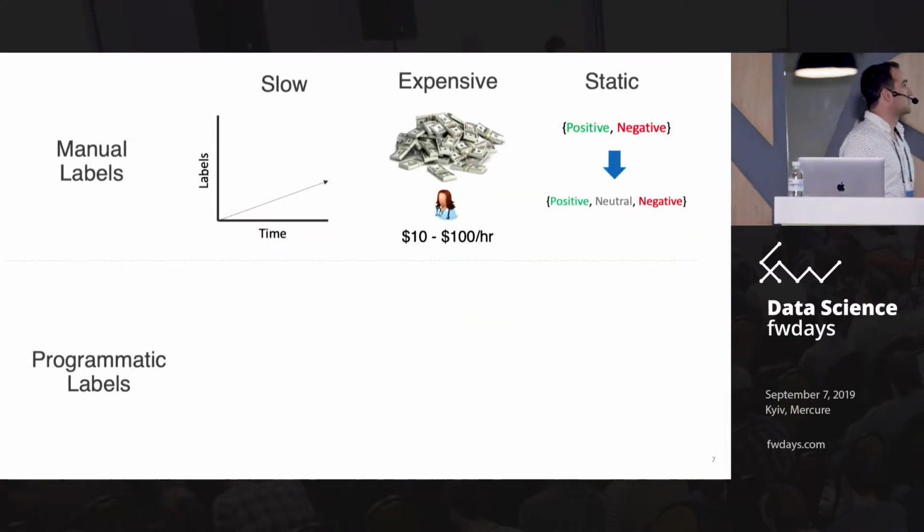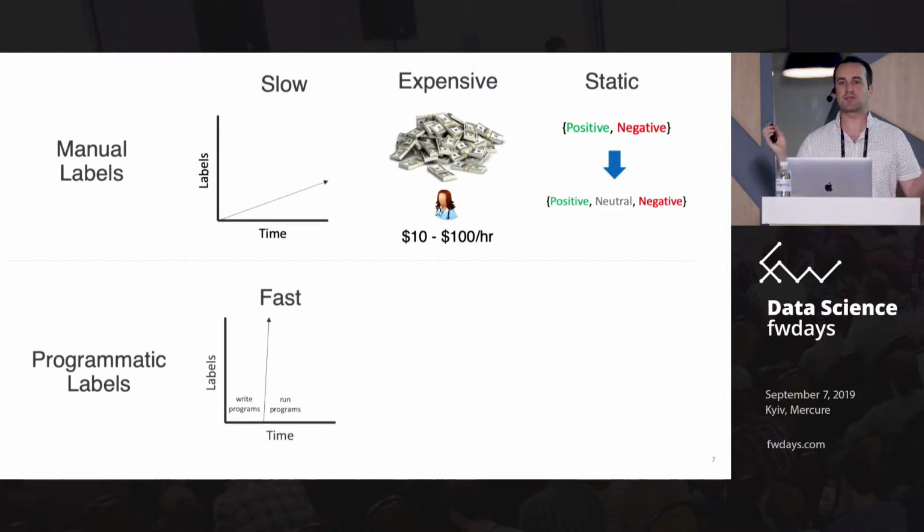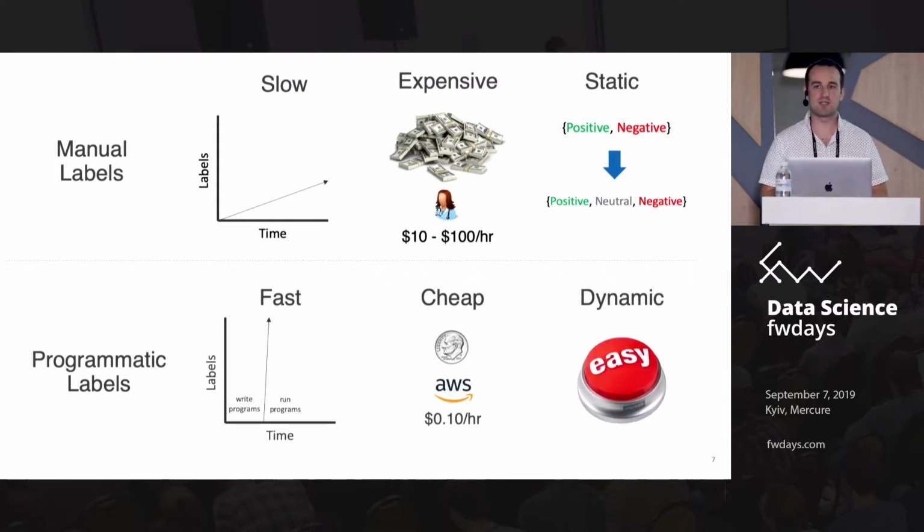To compare this to manual labeling, it's fast. There is some startup cost to making these programs, but once you have them, executing them is almost instantaneous. This is now seconds or minutes, not months of time spent labeling. It's also cheap because computers work for far less than humans do. And it's now dynamic because if you need to make an update to your schema, to your data, you can modify a few lines of code and push re-execute and have your new labeled training set again, almost instantaneously. So a lot of benefits if we can make this work, and that's what we've aimed to do with Snorkel.